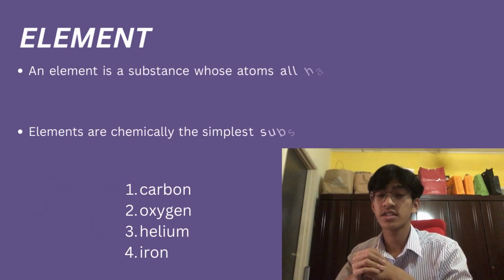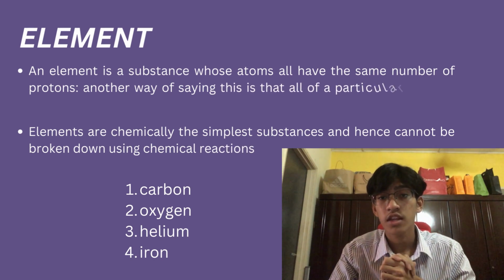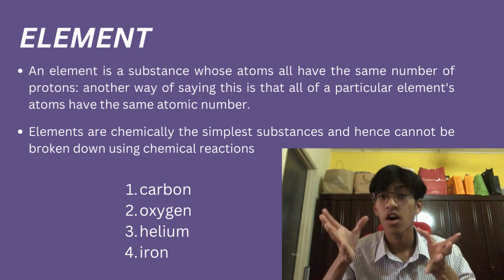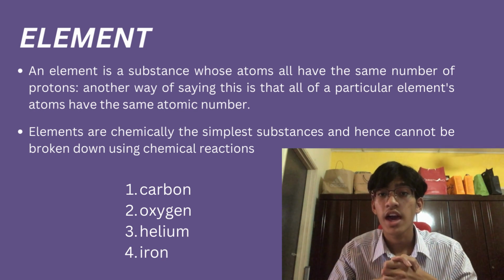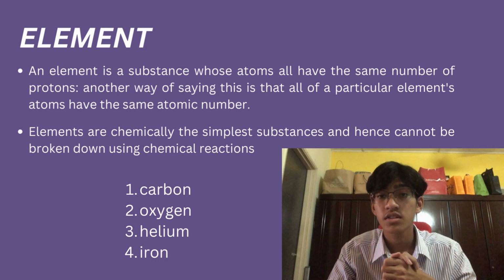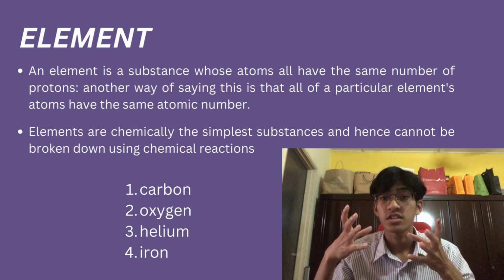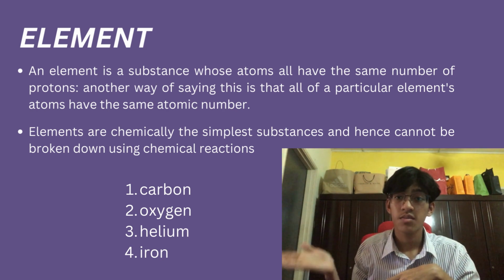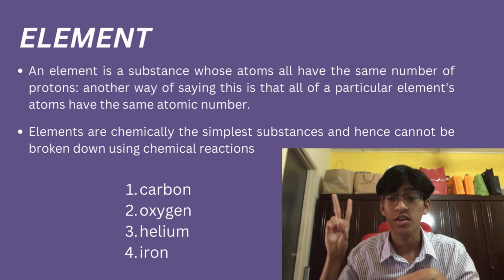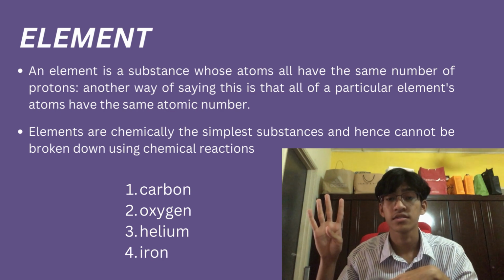The next one is element. An element is a substance whose atoms all have the same number of protons. Another way of saying this is that all of a particular element's atoms have the same atomic number. Elements are chemically the simplest substances and hence cannot be broken down using chemical reactions. So these are the examples of element. The first one, carbon. Second one, oxygen. The third one, helium. And the last one is iron.